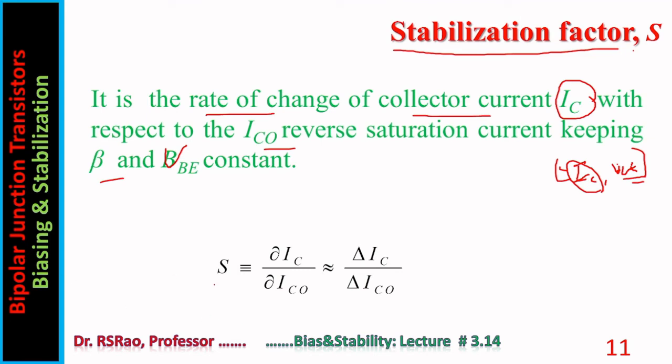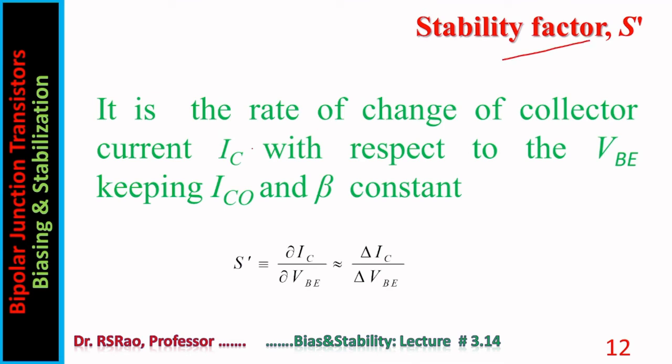So the mathematical form of the definition is dou IC by dou IC naught, or delta IC by delta IC naught. Small change in IC by small change in IC naught. Stability factor S prime is the rate of change of collector current IC with respect to VBE, keeping IC naught and beta constant. Mathematically, S prime is dou IC by dou VBE, delta IC by delta VBE. Small change in IC by small change in VBE.